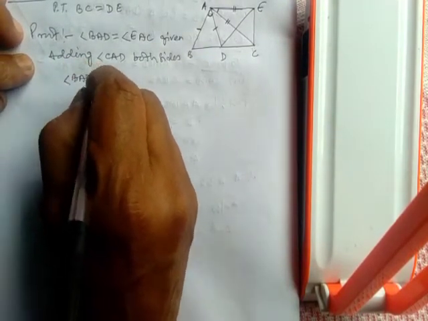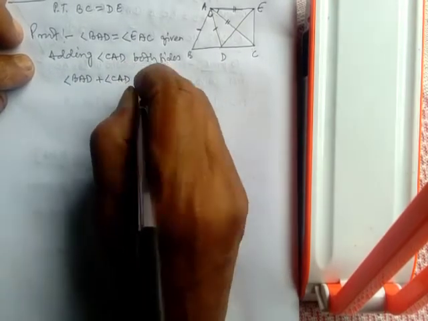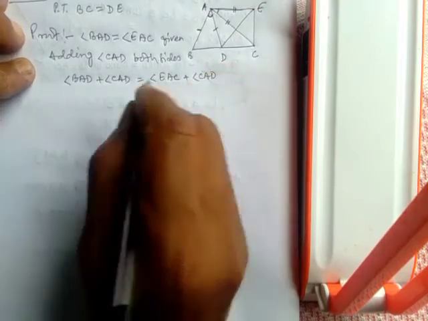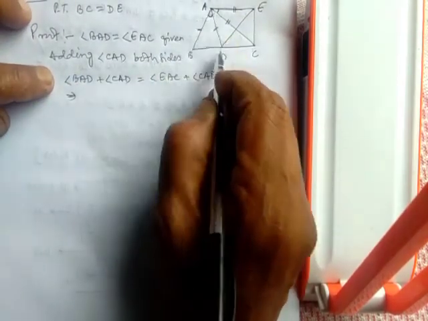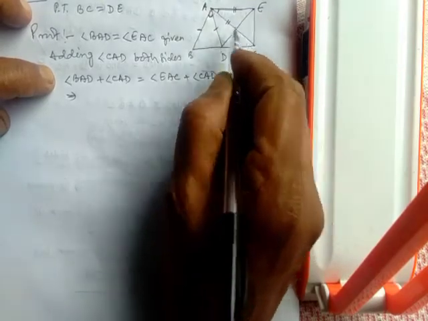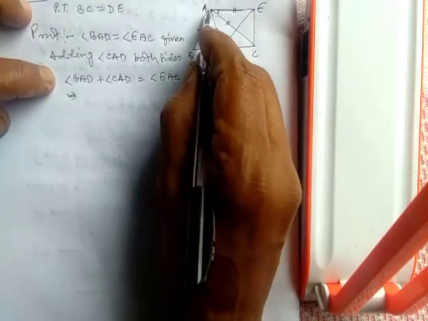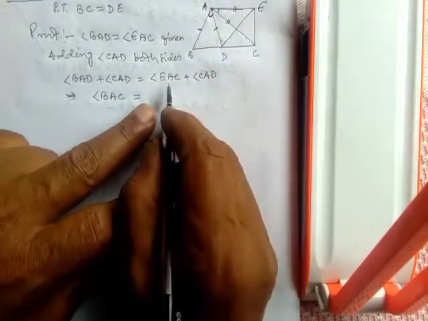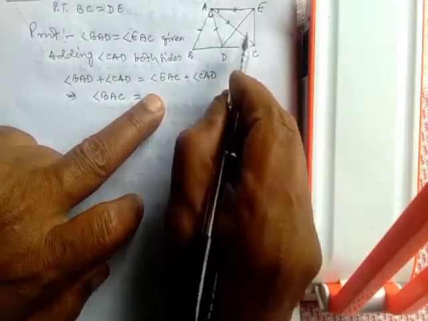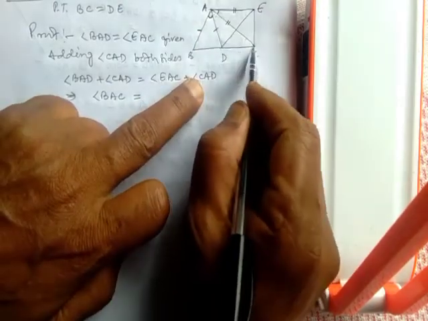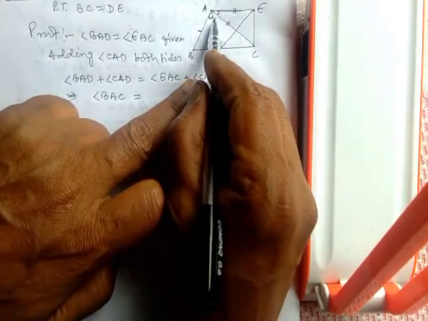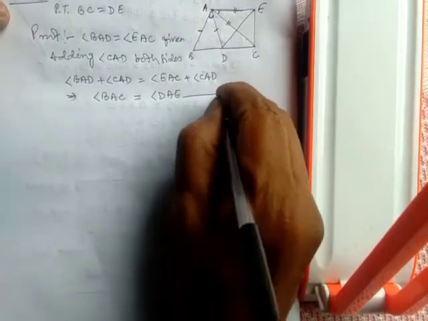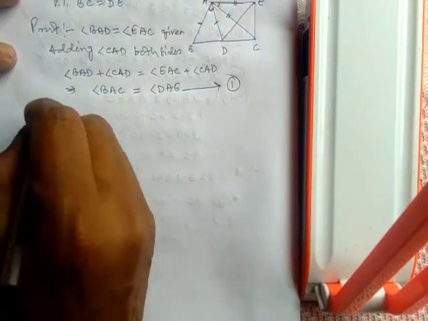Angle BAD plus angle CAD is equal to angle EAC plus angle CAD. This implies angle BAD plus angle CAD, which is angle BAC, is equal to angle EAC plus angle CAD, which is angle DAE. This I am marking as 1.